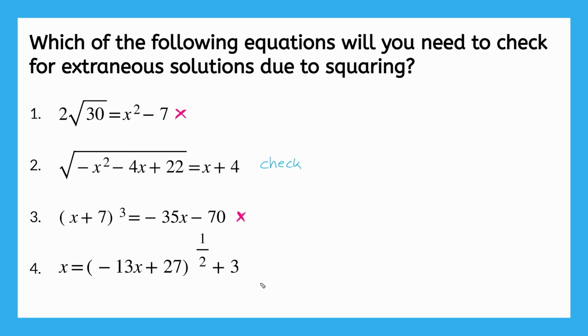On this last problem, we have to first convert this into a square root. Because if you remember, raising something to the 1/2 power is the same as taking the square root. So we can rewrite this as x equals the square root of negative 13x plus 27. And there's a plus 3, and after we subtract 3 from both sides, we're left with x minus 3 is equal to the square root of negative 13x plus 27. And here, in order to solve for x, we're definitely going to have to square to get rid of this square root. And so in this one, we will have to check.